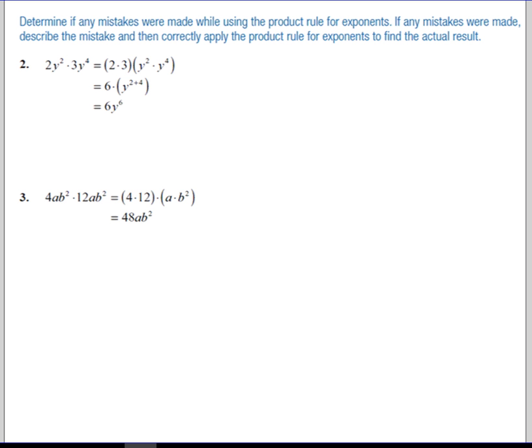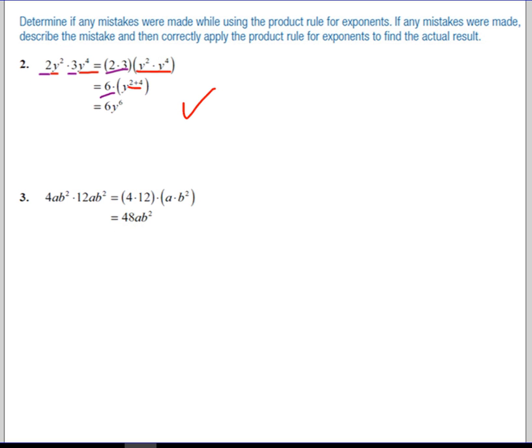And so let's check these and see if they did these correctly. So we have 2y squared times 3y to the 4th power, and they did 2 times 3, and they got 6, which is good. And then they have y squared times y to the 4th, so they show that grouped together here. They show we're adding exponents, and 4 plus 2 is 6. And so they did that correctly.